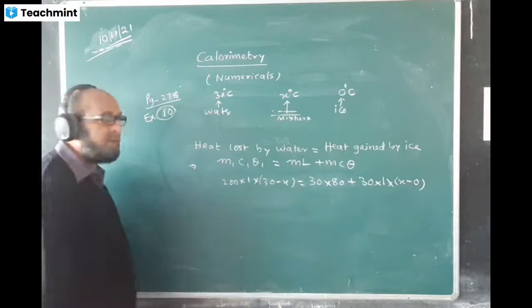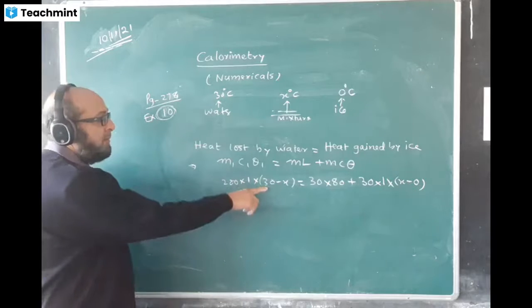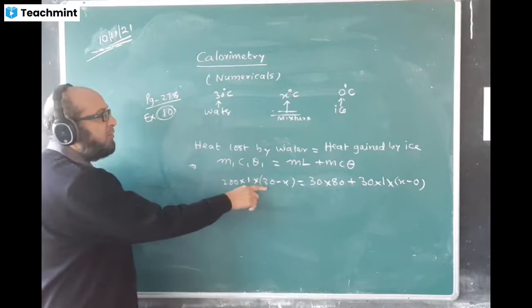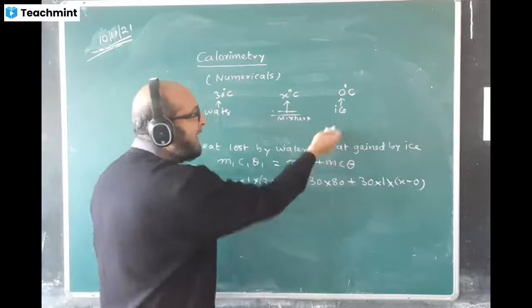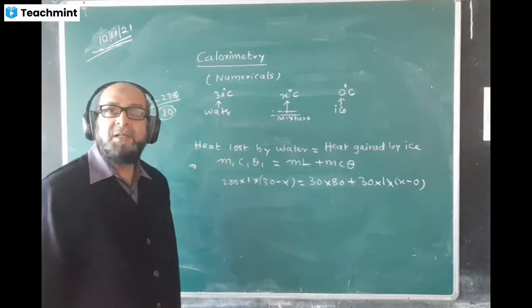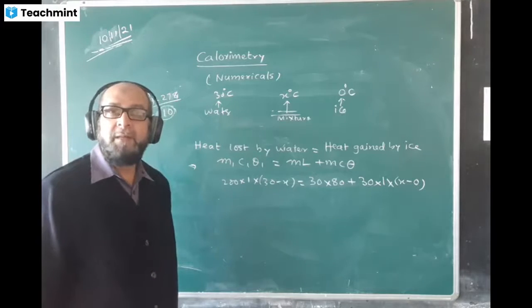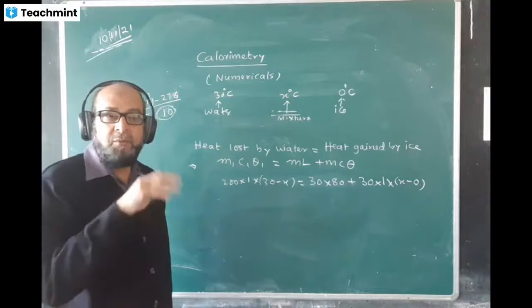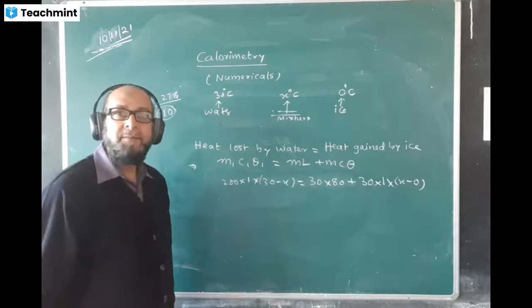Sir, how did only 30 come? This ice is only melting into water. 30 grams of ice will melt into water. How much water will it make? The same ice is changing into water, 30 grams only. So 30 into 80.